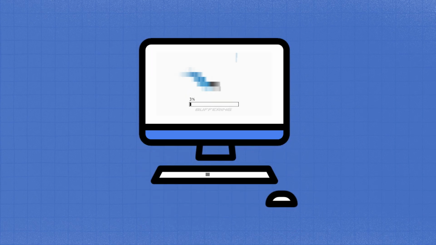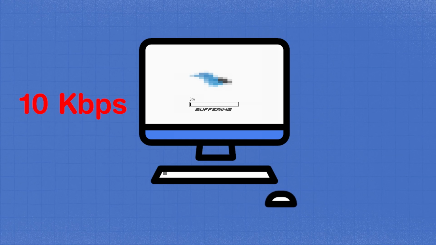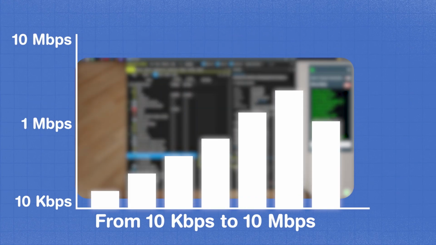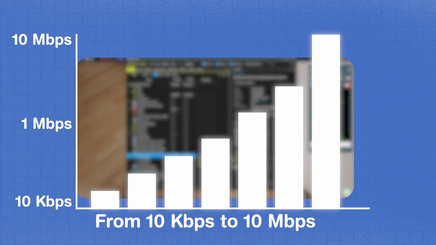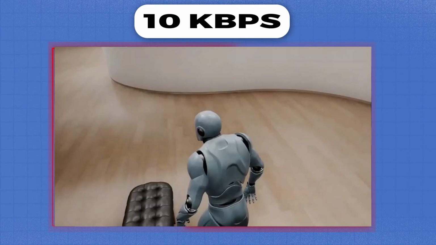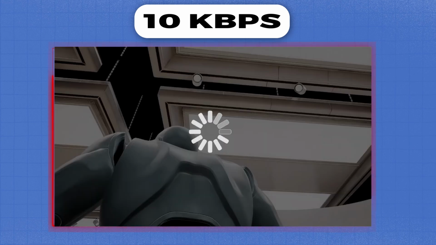What happens when low bandwidth throttles pixel streaming? This comparison shows the impact of 10 kilobits per second versus 10 megabits per second on real-world pixel streaming performance. Let's explore the difference. We tested streaming quality starting at 10 kilobits per second and gradually increased up to 10 megabits per second. At 10 kilobits per second, pixel streaming is almost impossible.